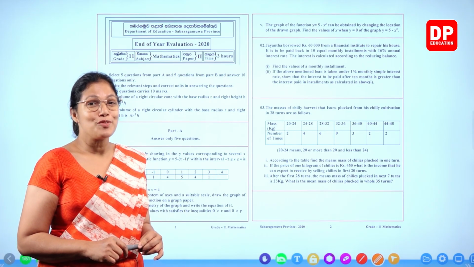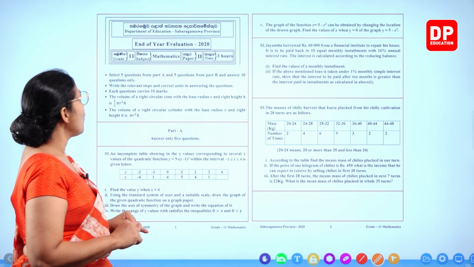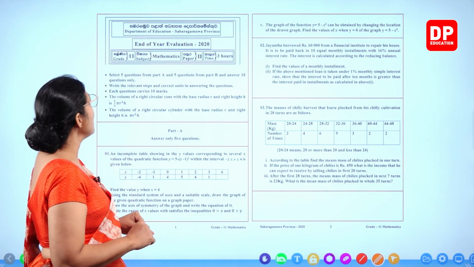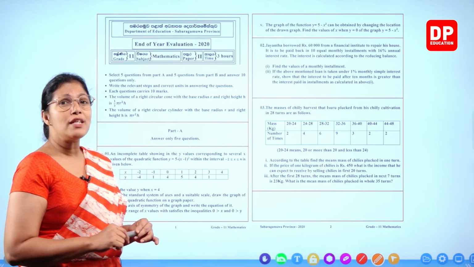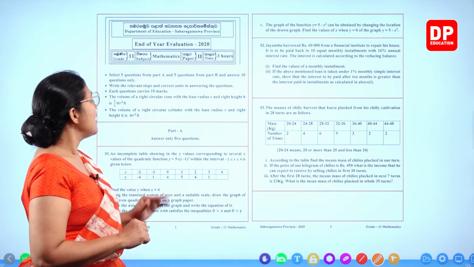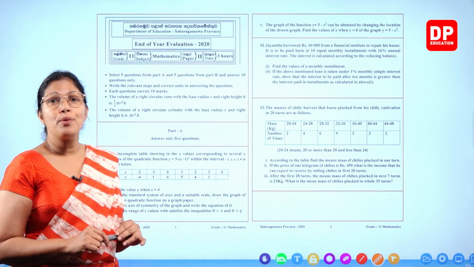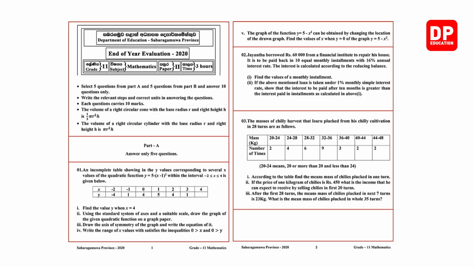Hello level students, today I am going to discuss the End of Year Evaluation 2020, Department of Education, Sabaragamuwa Province. This is paper 2 and you get 3 hours. There are 2 sections, part A and part B. You get 6 questions in part A and 6 questions in part B, but you have to select only 5 questions from each part.